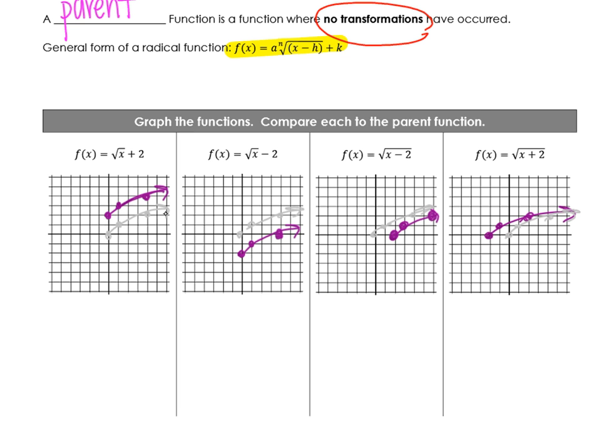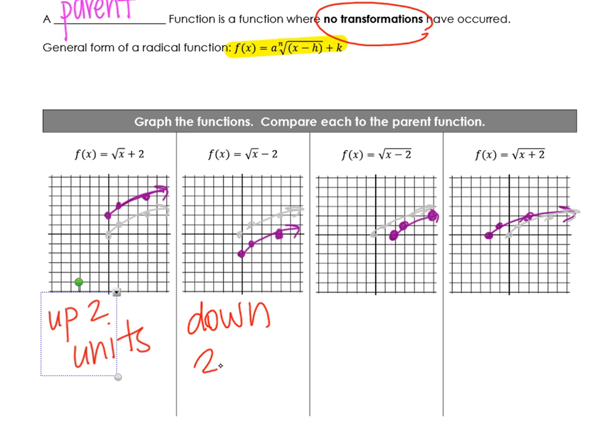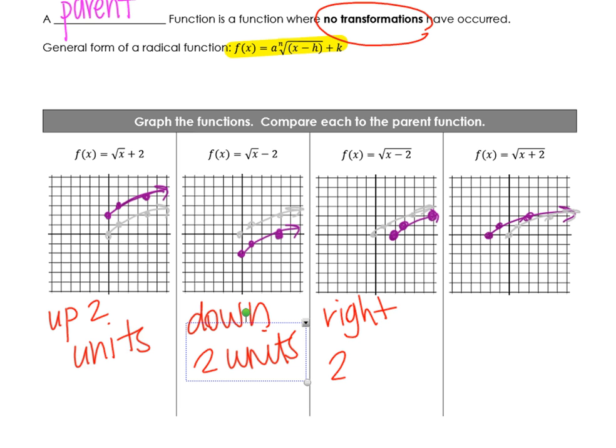Well, this graph from the gray to the purple moved up 2 units. This graph from the gray to the purple moved down 2 units. This graph of the square root of x minus 2 moved to the right 2 units. And this graph moved left 2 units.